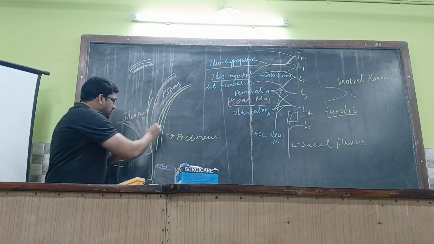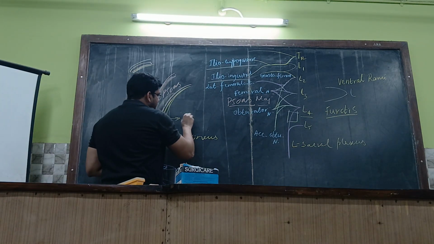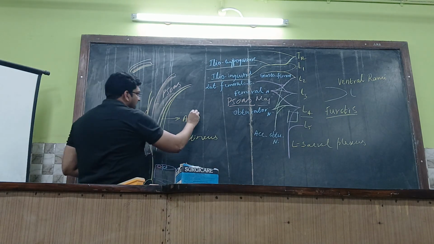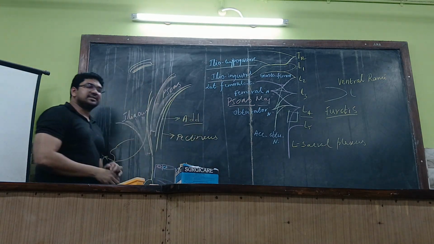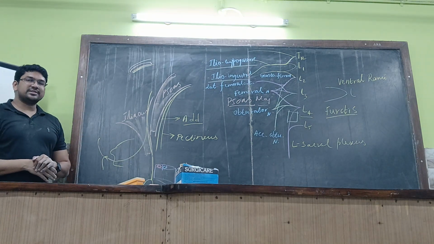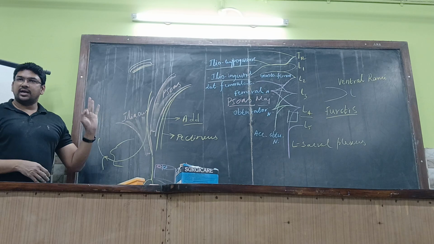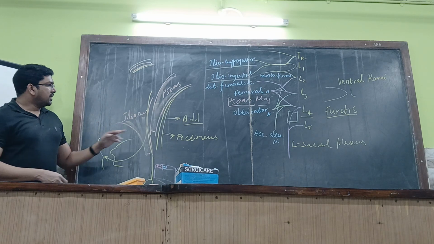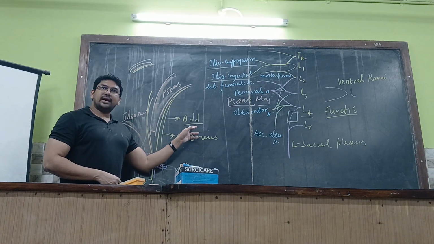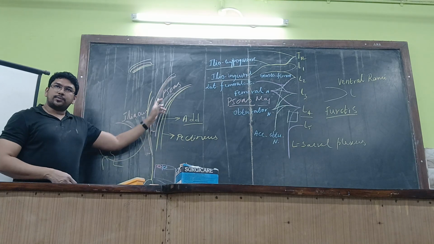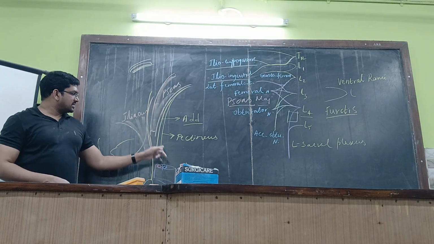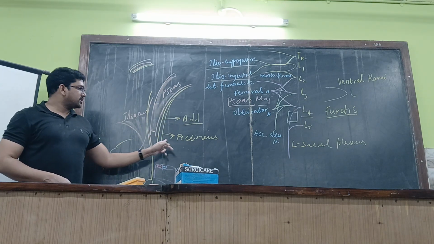And this obturator nerve will be supplying all the adductor group of muscles of the thigh. What are the adductor group of muscles of the thigh? Longus, magnus, brevis. And of course one more is gracilis. So all these will be supplied by the obturator nerve. The obturator will be supplying all the adductor group of muscles and the accessory obturator will be supplying the pectineus muscle.